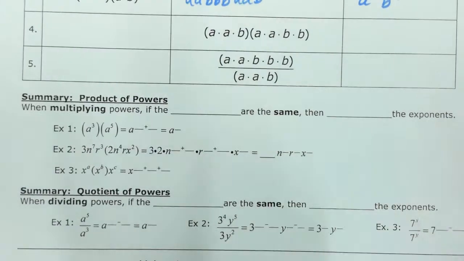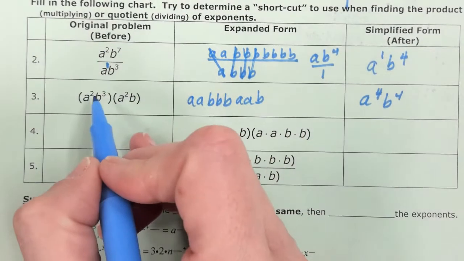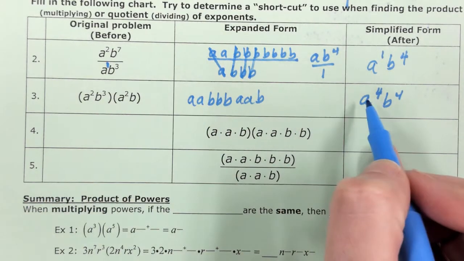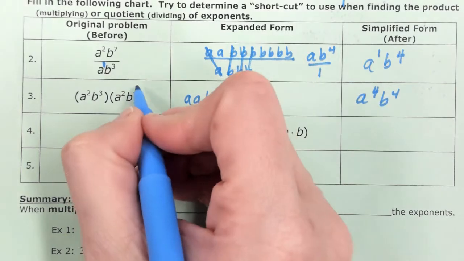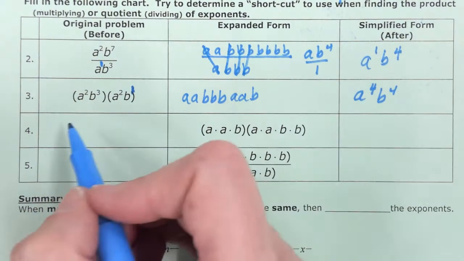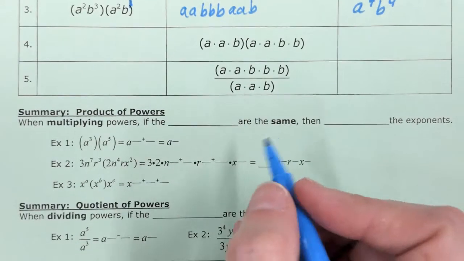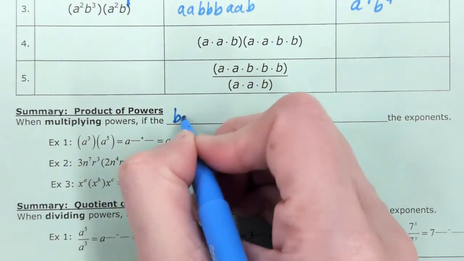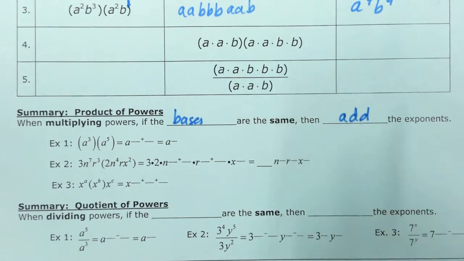Okay. So let's look at multiplying. When I multiplied here, I had a squared and a squared, and over here I wound up with a to the 4th. b cubed and b with an invisible 1, 3 plus 1 is 4. So when I'm multiplying exponents, I'm adding the exponents. So if the bases are the same, then we add the exponents.